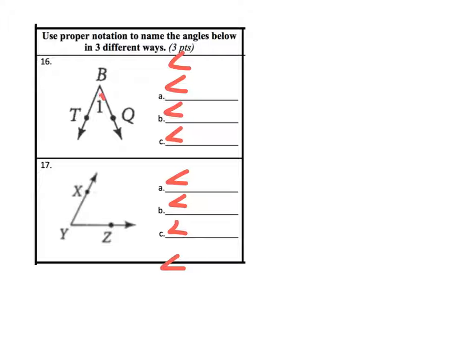My first option is to use the number inside my angle. So my first option would be angle 1. If I also want to use one thing, I can use the vertex letter, which would be B. It's your letter at the corner. From there, I need 3 letters, and they have to go in order. So I could do T, B, Q. And now since I already did that order, I can start at Q and do Q, B, T.